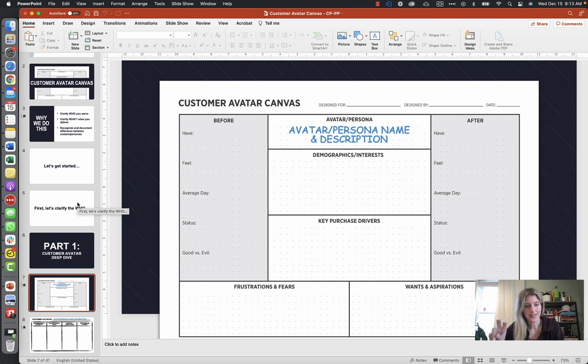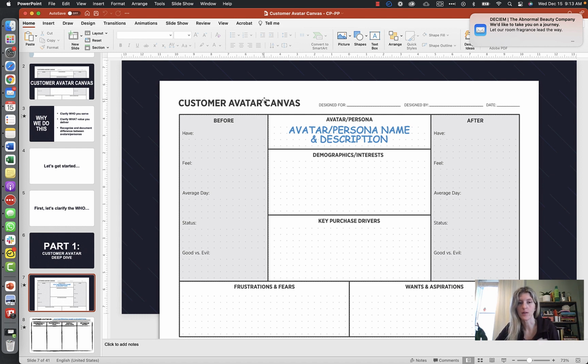If you're going to do Dedicated Dad or Parent Patty or Single Mom Sarah, then make sure that your avatar canvas is specifically geared towards who they are, what their frustrations and fears are, their wants and aspirations. It's specifically geared towards that demographic. Dedicated Dad is single, he's hardworking, he doesn't have any help. So make sure that you add all of those things in the frustrations and fears and in the wants and aspirations. Don't combine them.